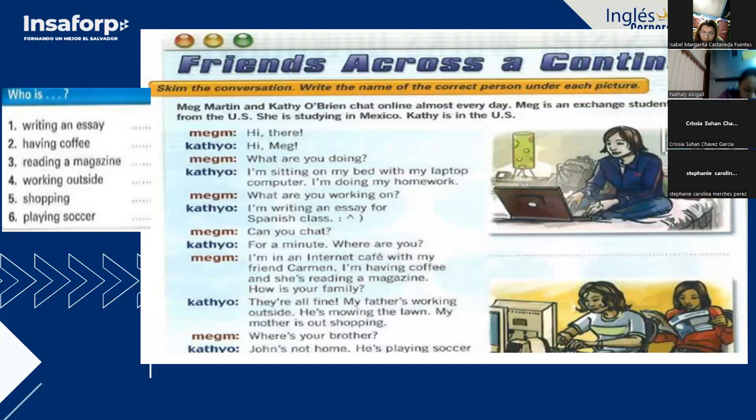Moving. Se me olvidó. Mowing. Cuando cortan la grama. Cortar el césped. Okay, that is mowing the lawn. Okay, who is chopping? Kathy's mother. Okay, and who is playing soccer? John. Okay, very good. Good reading comprehension. Tiene buena comprensión. Okay. Ya hicimos la tarea, Miss.